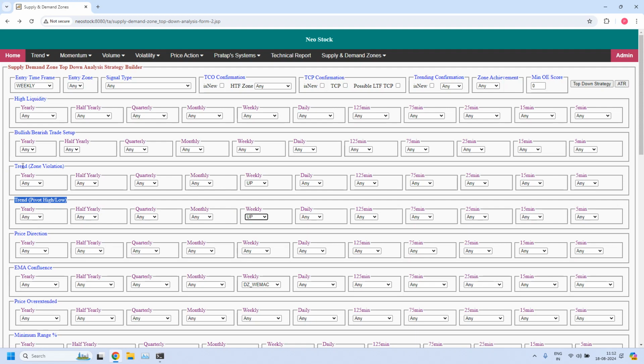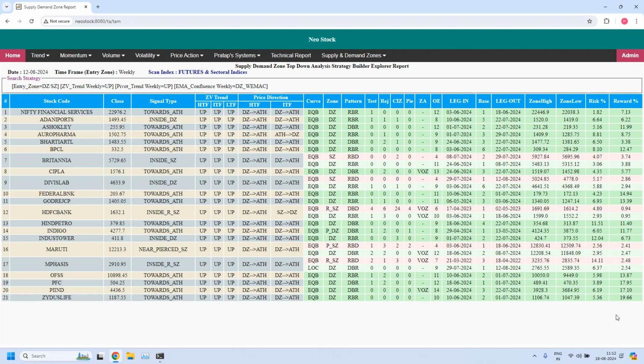Okay, now we have both zone violation trend and pivot high-low trend, that is swing high-low trend, as uptrend. Let me filter the stocks. Now the list is further reduced to 21 stocks. Now it is easy for you to study these 21 stocks. In these 21 stocks, weekly demand zones are having weekly EMA confluence, and also weekly trend is uptrend. Even monthly trend is also uptrend in all these stocks. Even quarterly trend is also uptrend in all these stocks.